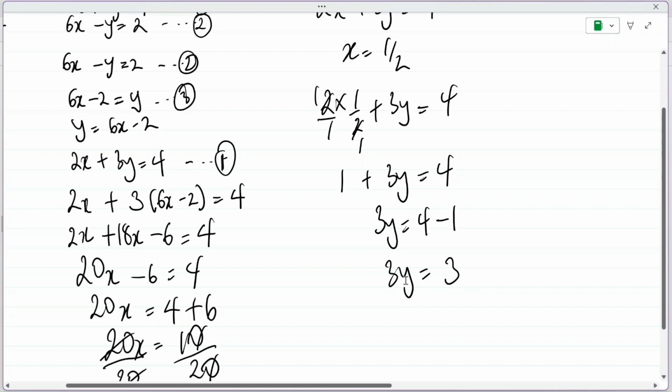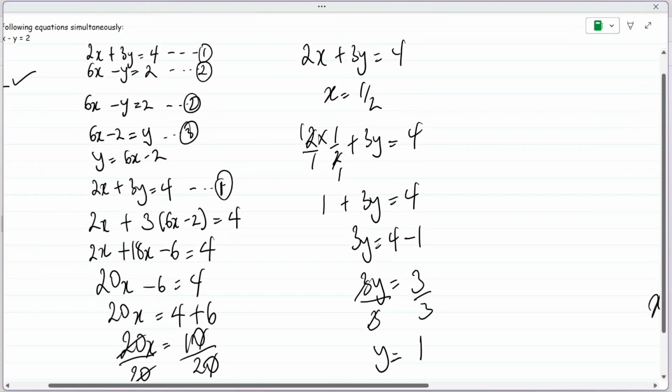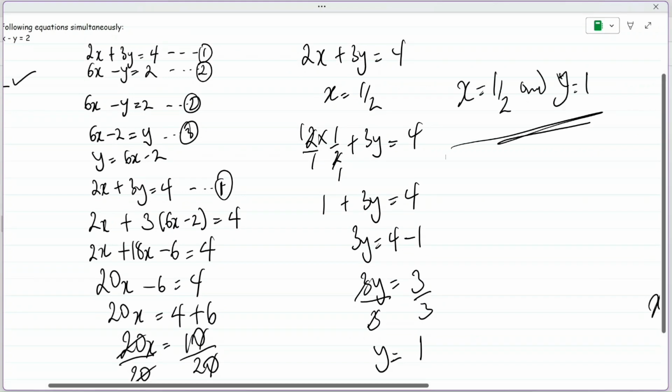We're looking for y, so we divide both sides by the coefficient of y, which is 3. Divide by 3, divide by 3. 3 cancels 3. Y equals 3 divided by 3. 3 divided by 3 is 1. We therefore know our x is half and our y is 1. Same answer using both substitution and elimination.